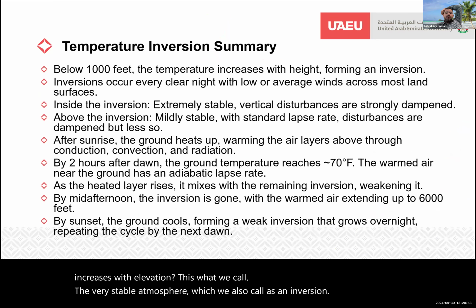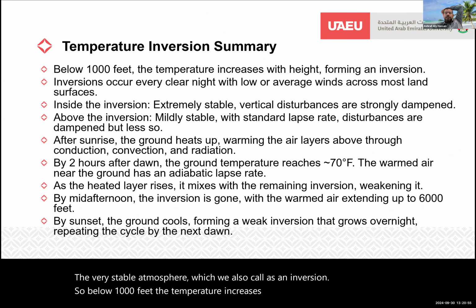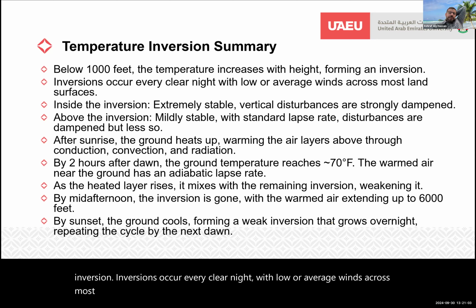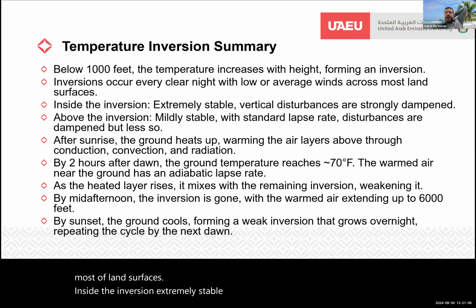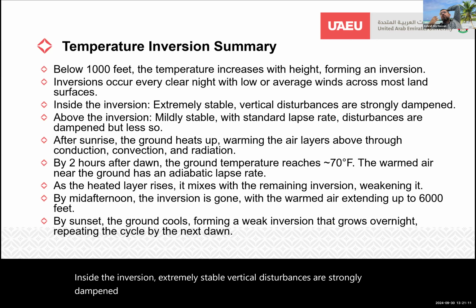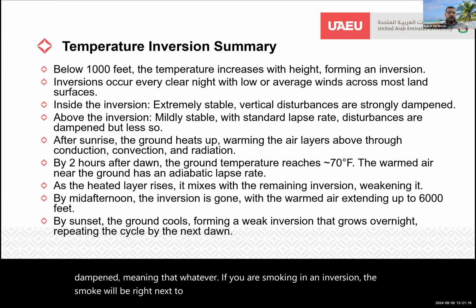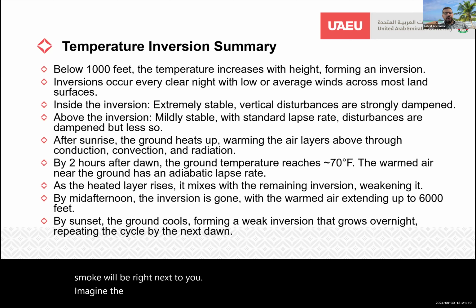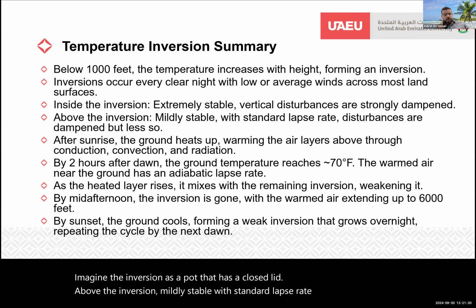So below 1,000 feet, the temperature increases with height, forming an inversion. Inversions occur every clear night with low or average winds across most land surfaces. Inside the inversion, it is extremely stable and vertical disturbances are strongly dampened, meaning that if you are smoking in an inversion, the smoke will be right next to you. Imagine the inversion as a pot that has a closed lid. Above the inversion, it is mildly stable with the standard lapse rate, and disturbances are dampened, but less so.